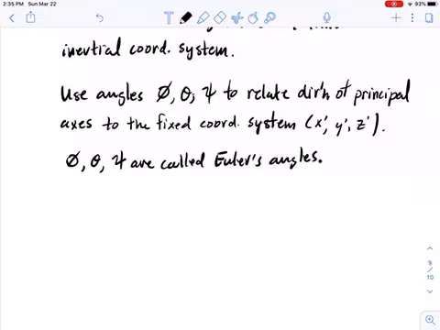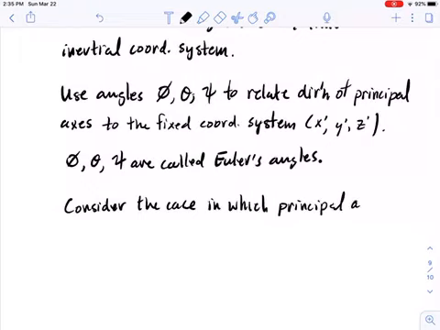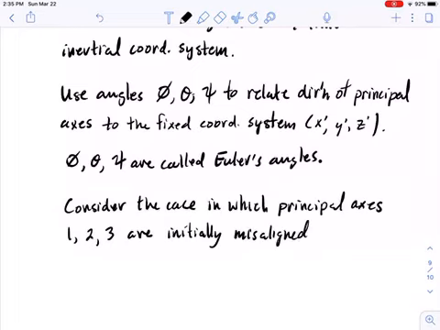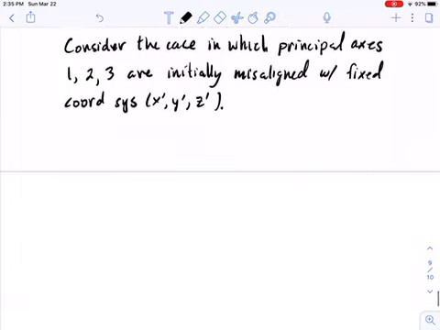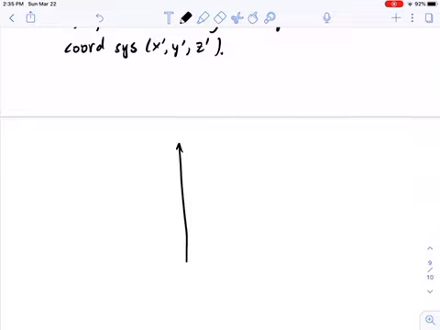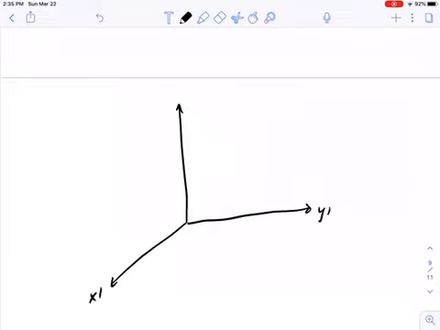So as a starting point, what we're going to do is consider the case in which the principal axes, which we'll label 1, 2, and 3, are initially misaligned with the fixed coordinate system, which again is x prime, y prime, z prime. All right, and so what we might consider doing is let's draw our primed coordinate system. So x prime, y prime, and z prime. And so let's say that our principal axes are arbitrarily rotated with respect to this fixed coordinate system.